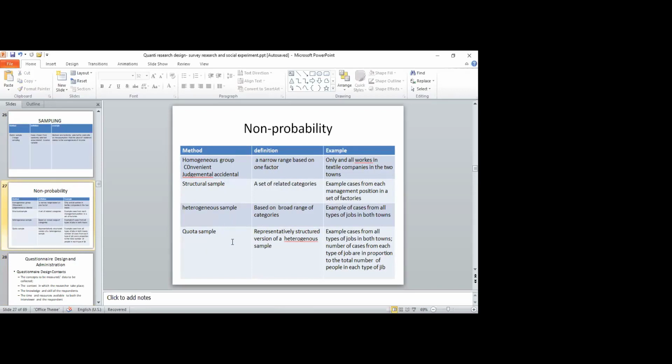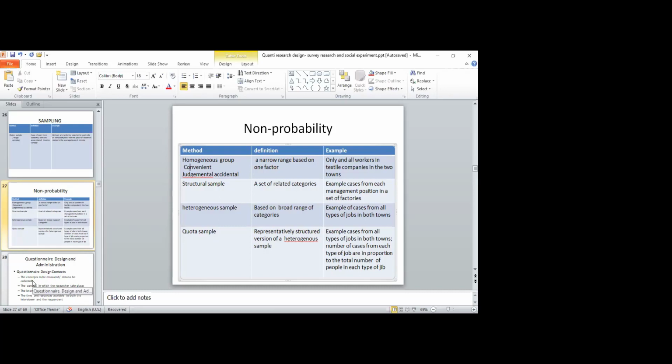You may not be doing this in a survey because in a survey, you do not do non-probability sampling. But these are very important when you do qualitative sampling. What are they? You have homogeneous or convenient, judgmental and accidental, structural sample, heterogeneous, and quota sample. These are some of the definitions and examples on how to do it.